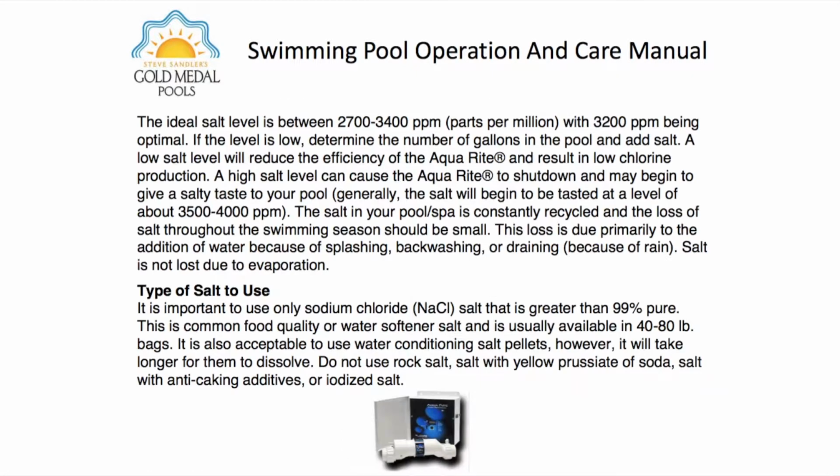The ideal salt level is between 2700 and 3400 parts per million, with 3200 parts per million being optimal. If the level is low, determine the number of gallons in the pool and add salt. A low salt level will reduce the efficiency of the AquaRite and result in low chlorine production. A high salt level can cause the AquaRite to shut down and may begin to give a salty taste to your pool. Generally, the salt will begin to be tasted at a level of about 3,500 to 4,000 parts per million.